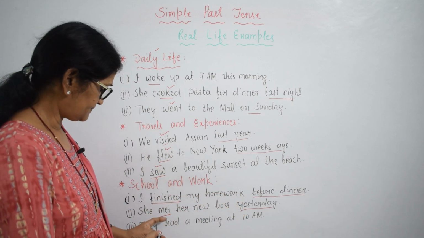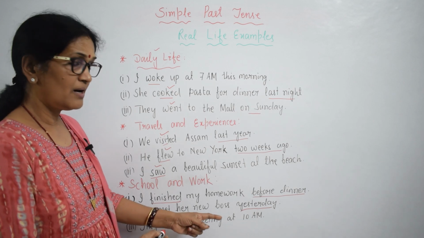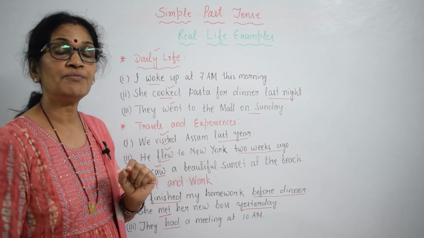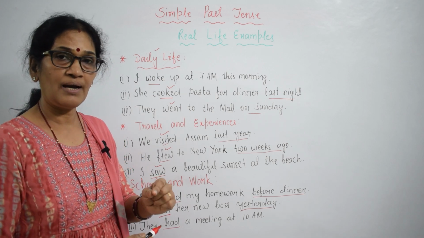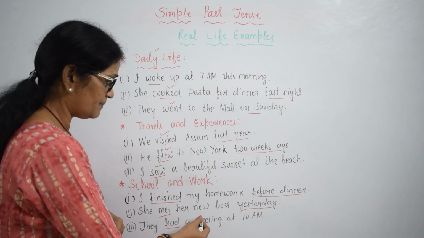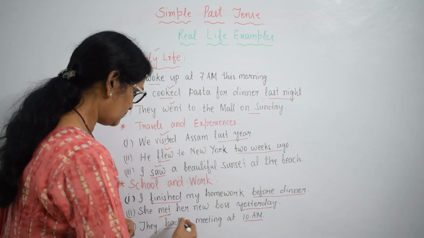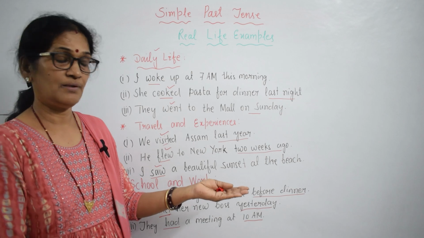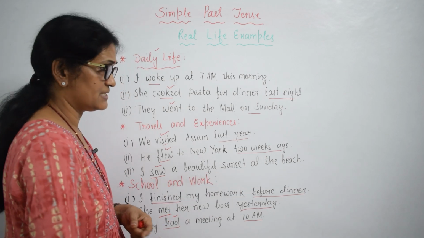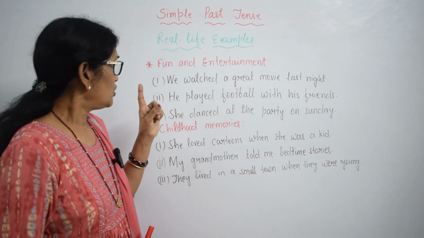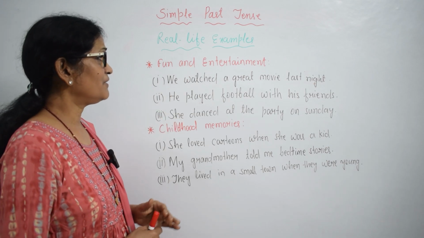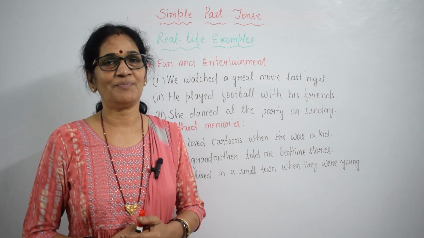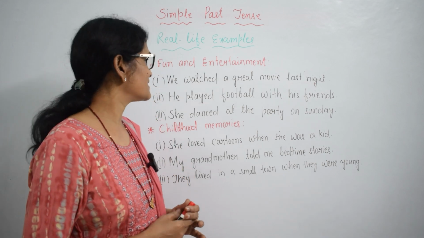Meet, met. They had a meeting at 10 a.m. They had is the past form of have. Okay, have, had. They had a meeting at 10 a.m. Okay, school and work experiences in the past must be expressed in simple past. Also for fun and entertainment, if anything happened in the past, it must be in the simple past.